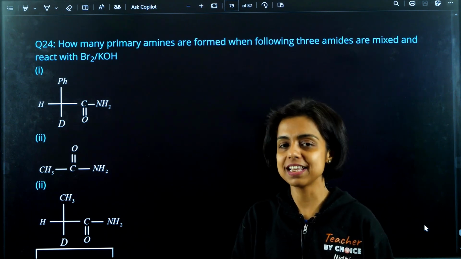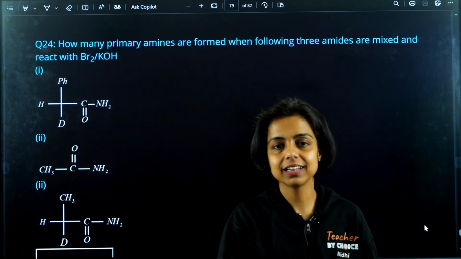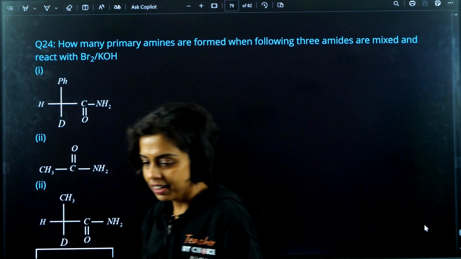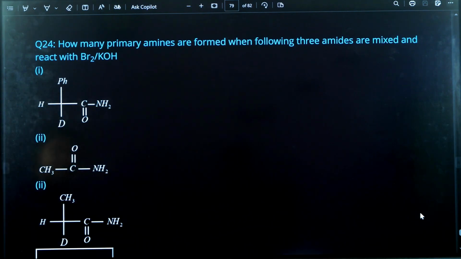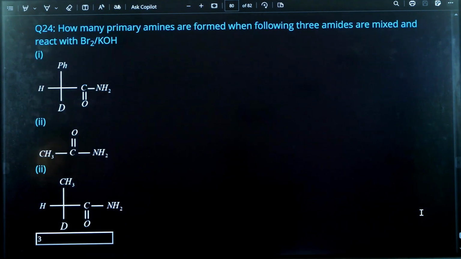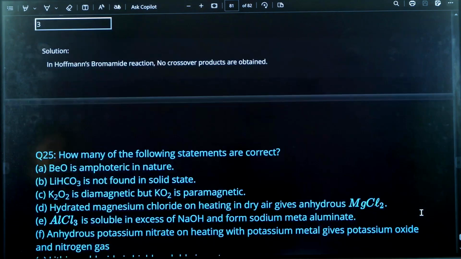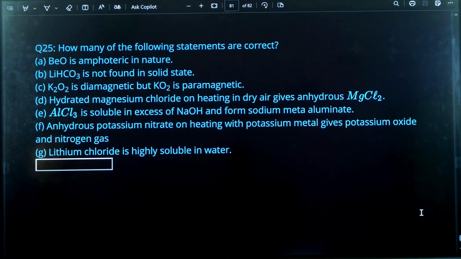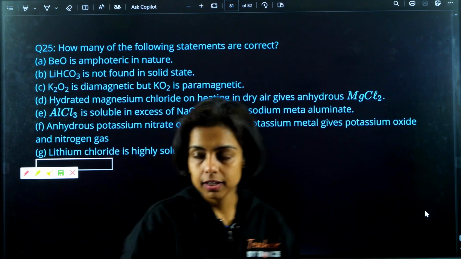So very simple. The answer is 3. We have 3 amides. We'll get 3 amines corresponding to each. Yes. So no cross products. So we'll get the answer as 3 only. Got it, guys? No crossover products are found. Next, which of the following statements are correct? Let's check.